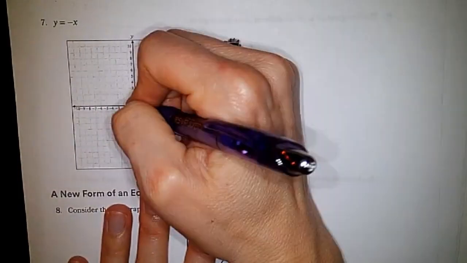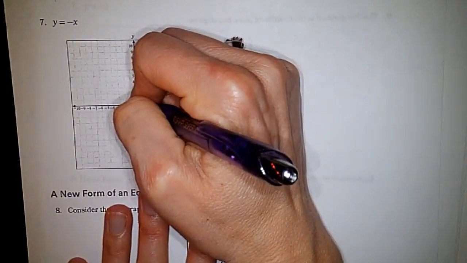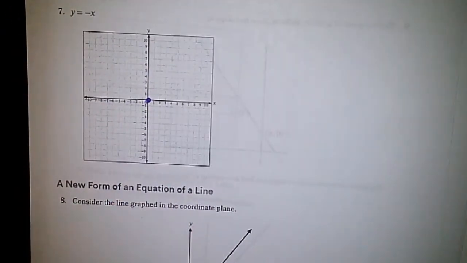Okay, so how do I start this problem? First of all, do we know where our starting point is? Did they give us a starting point? No, so that means that we need to start where? 0, 0. Okay. Second question, is it positive or negative? Negative. Okay.